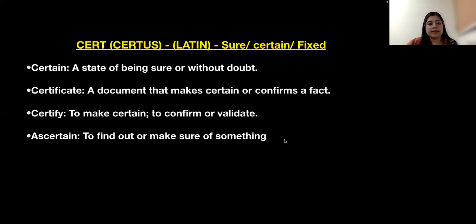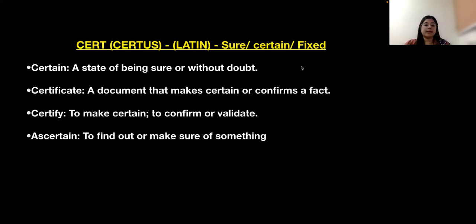Next root word is cert. Cert is actually a short form. The main root word that cert is also taken from is certus. So it means to be sure of something, to be certain, to be fixed, right? So जो main word हमें यहाँ से पता चल रहा है is certain, a state of being sure about something, being without doubt. Certificate, a document that makes certain or confirms a fact.